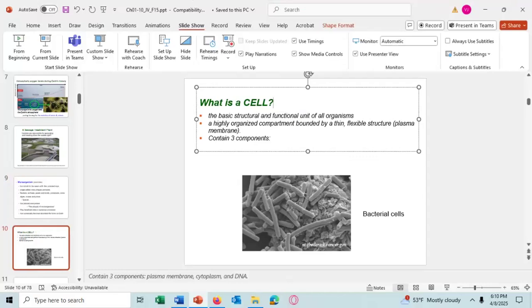A cell is a highly organized compartment bounded by a thin, flexible structure that we call the plasma membrane or the cell membrane. Cells always contain three components. First, the plasma membrane. Second, they always have cytoplasm. And third, they always have DNA or their genome. Any question about any of that? Here we're looking at some bacteria cells.